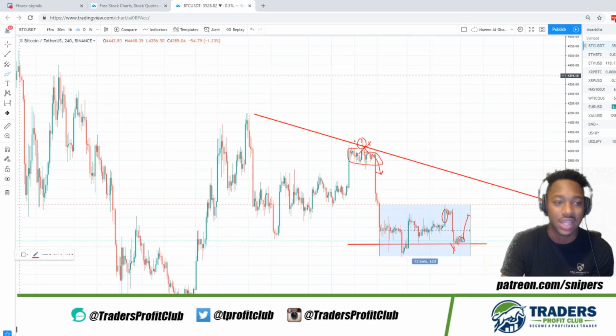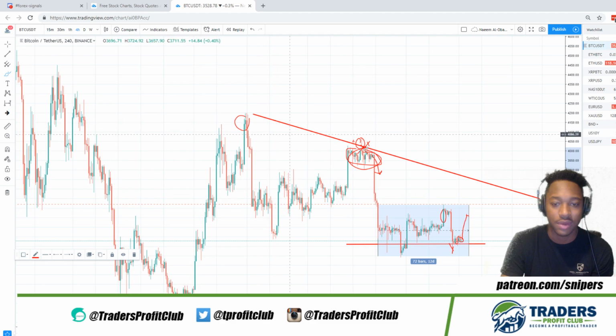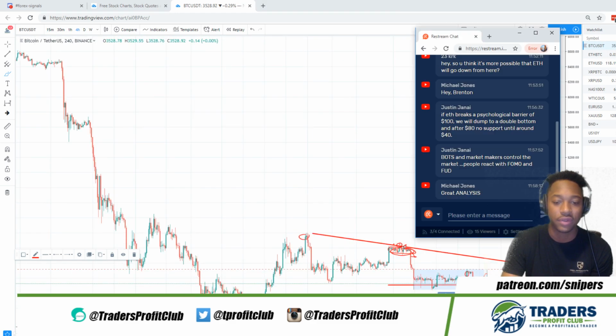But right now, as we can see, the price is showing a lot of downwards momentum. The downwards momentum is showing consolidation. We have an angular support right here. So price is definitely showing a downwards move.